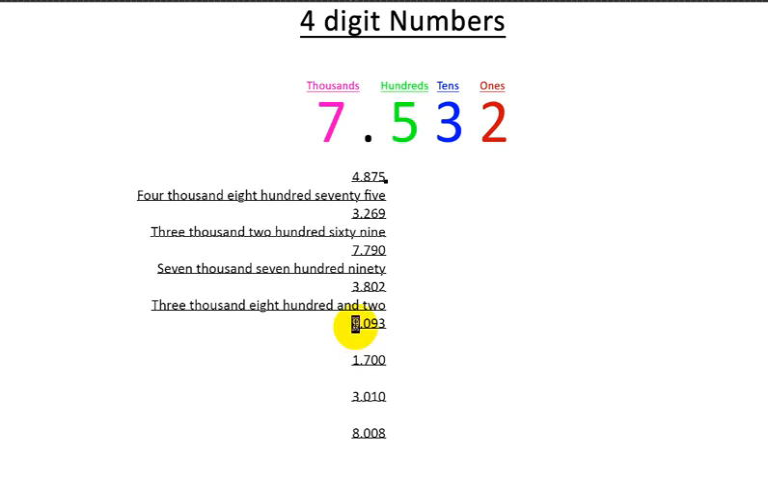Here we have 9,000. Here again, it's a little confusing because there's a 0 here. So pretend this doesn't exist. So it's 9,093. Here we have 1,000. Here, what number do we have? This is 700. So I would have 1,700.